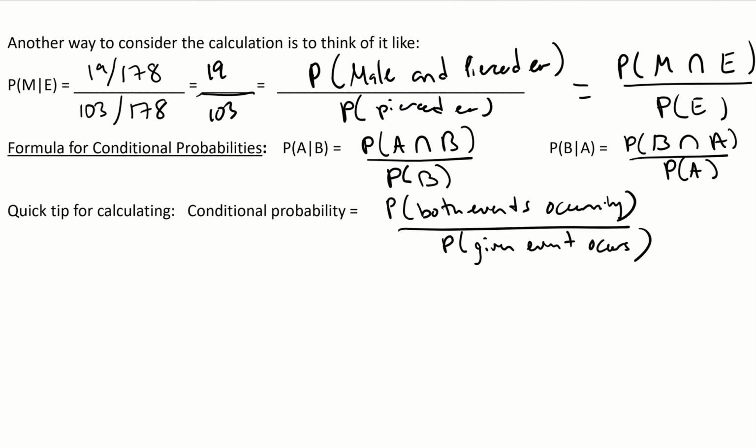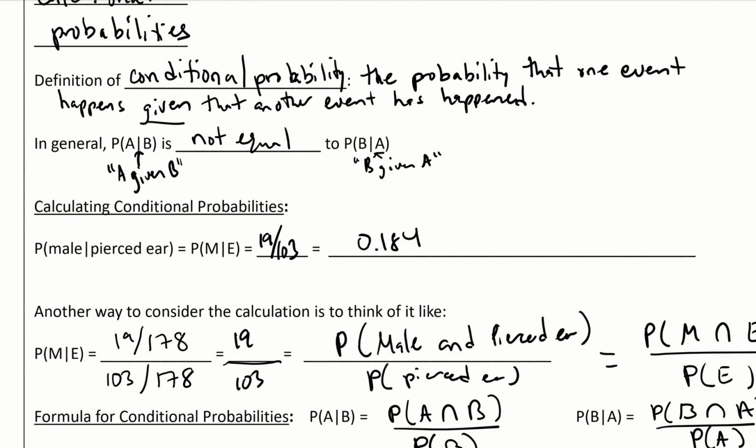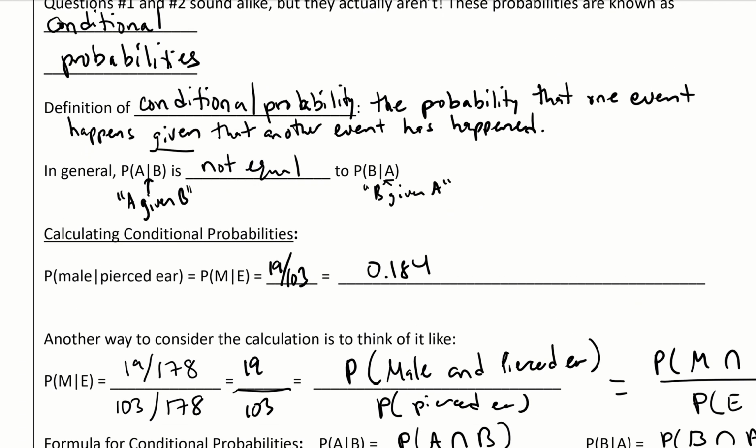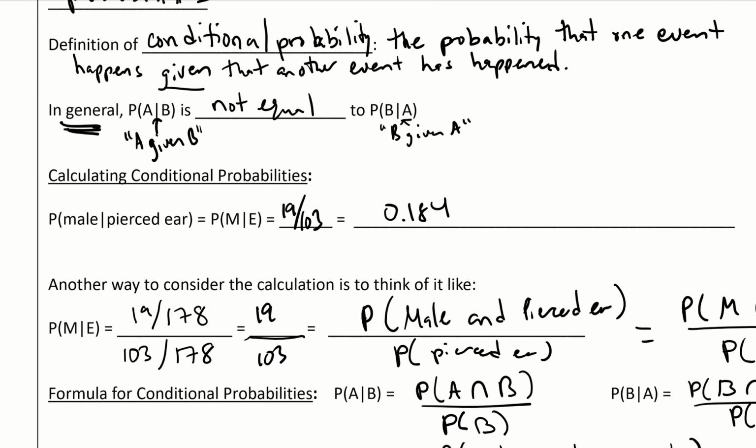So let's see here, where was it? Should have been over here, calculating conditional probabilities. So in general, I'm just going to highlight that. In general, they're not equal. So I'm going to put in here that this is not equal to this in general, okay?